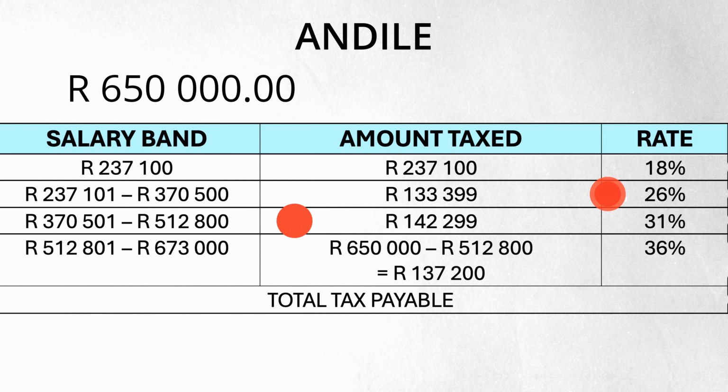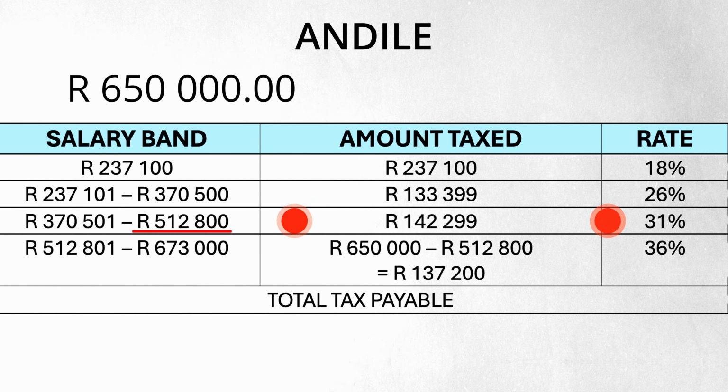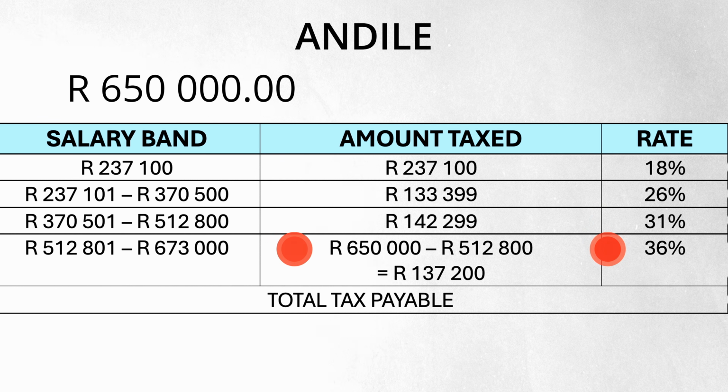The next 142,300 Rand will be taxed at 31%. We now have accounted for the first 512,800 of his salary per the tax tables. And then lastly is the remaining salary of 650,000 Rand less 512,800 we have already accounted for. And this amount is 137,200 Rand. That last 137,200 is taxed at his marginal rate at 36%.